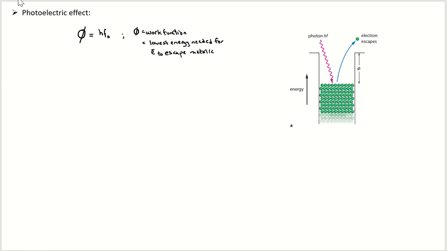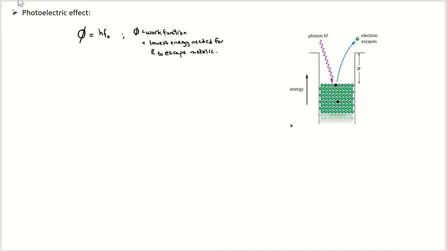And why is it the lowest? Because I'm considering the electron to be on the surface. If the electron is embedded inside, then this electron will need an energy equal to the work function and a bit more. So that's why it's the lowest energy needed.